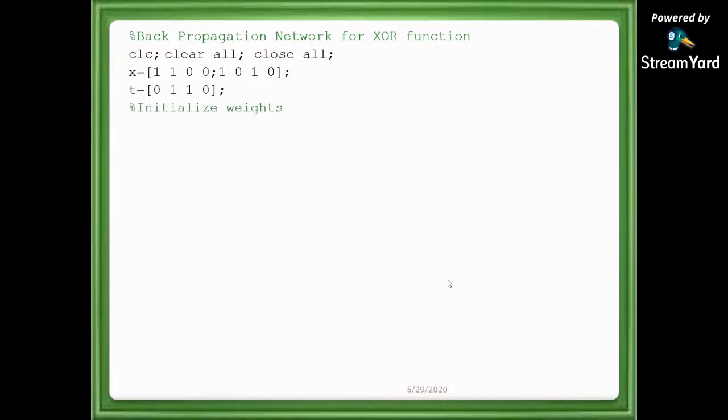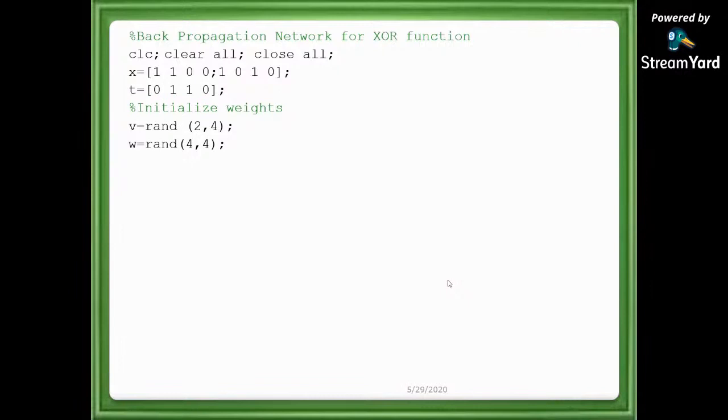Next, I want to initialize the weights. Initially, how will you initialize the weights? You will go for the random procedure. We make use of the command called rand. Rand of 2, 4. Rand of 4, 4. Can you guess the architecture from these values?